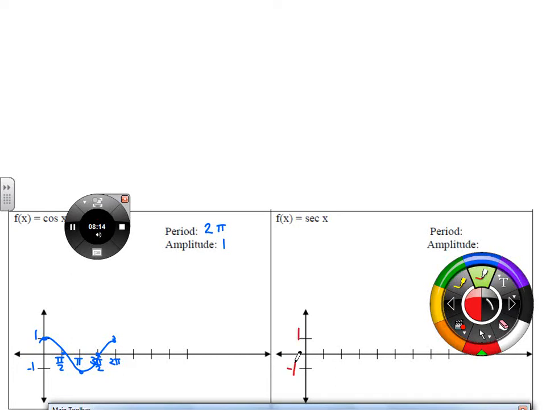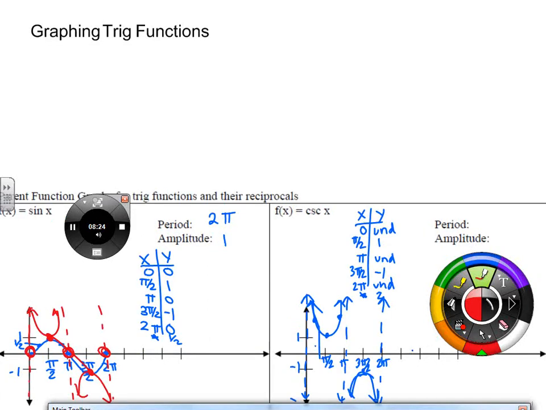So somebody tell me where asymptotes would exist. Okay, so what would the period be? 2 pi. Because at this point, it's going to start repeating itself, right? Because the next sine function would create this type of parabola shape, then asymptote. So period is still 2 pi.